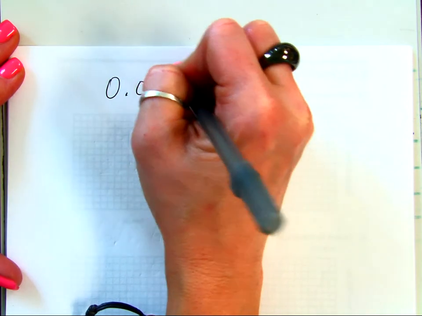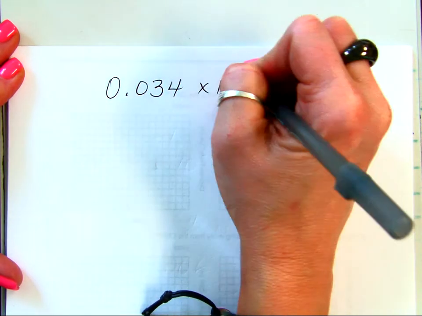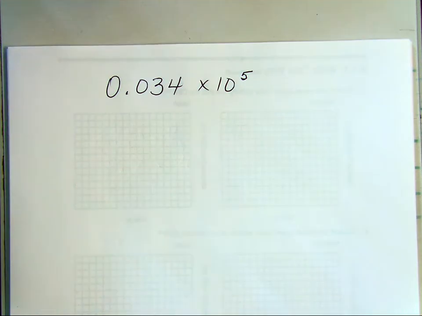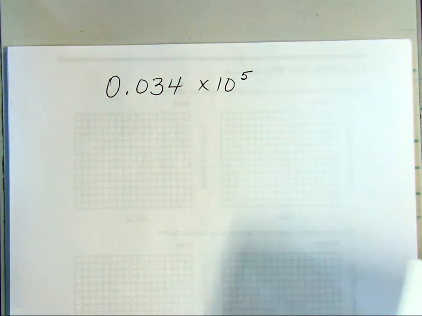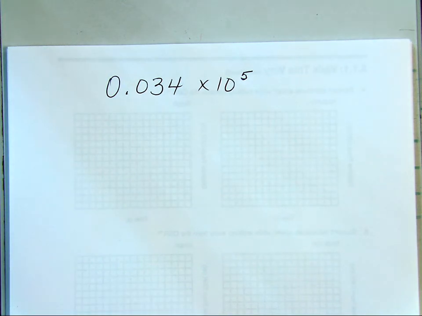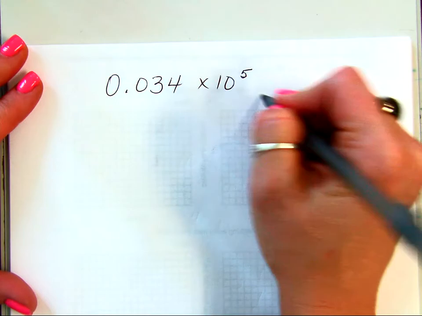0.034 times 10 to the 5th, and I want you to write that in scientific, meaning fix it. Don't do standard. Don't tell me what that number really is. Put it into scientific.